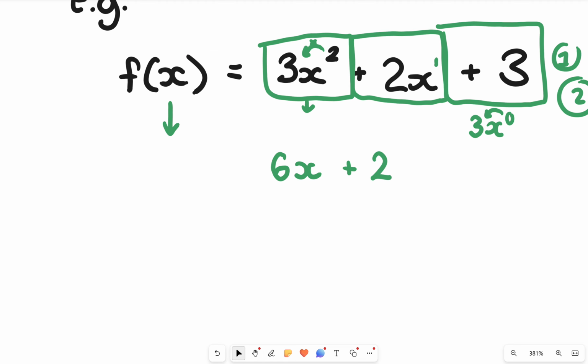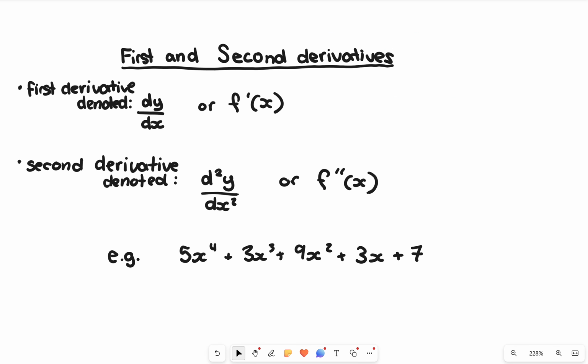Last step, make sure you show that this is your differentiated function with the correct notation, because it's in the form f of x, we're going to write f dash of x and then give our differentiated function like that. Okay, looking a little bit at what the first and the second derivatives are.